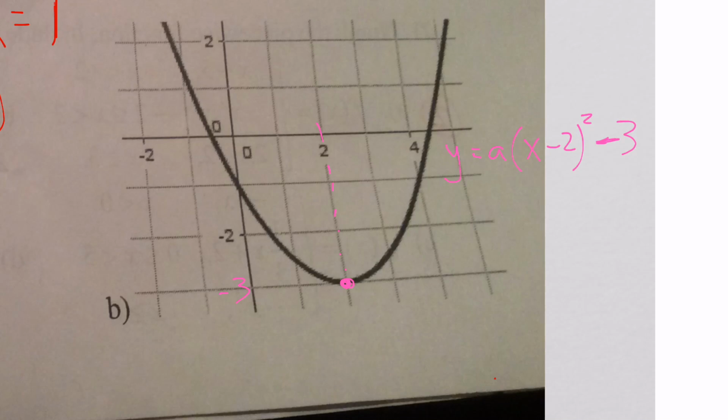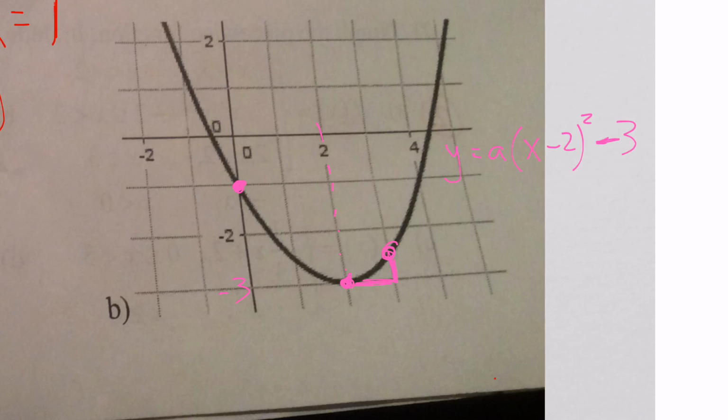So normally, to find that a value, you go from the vertex and you say, if I go over 1, how far up have I gone? And again, it looks like we've gone up 1/2, so it looks like our stretch factor a should be 1/2, but I want us to be certain. So in order to be certain, let's choose a point to plug in. This is a good point to plug in because the x value is 0.